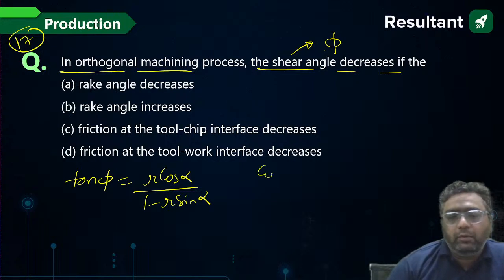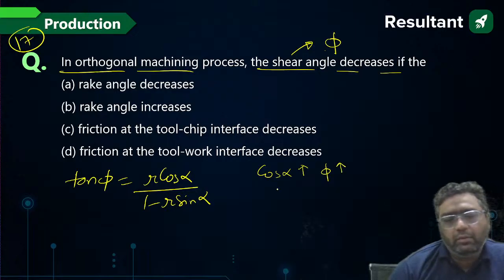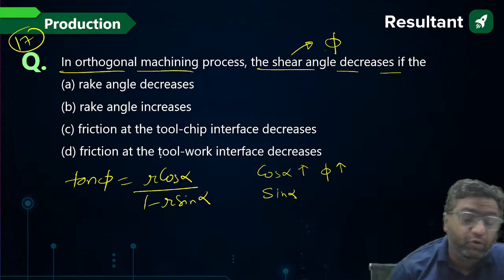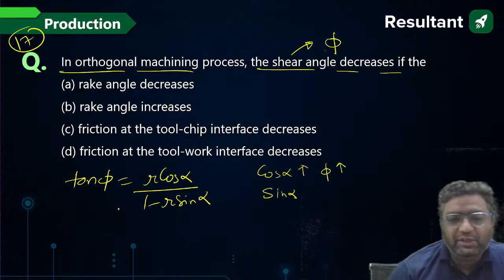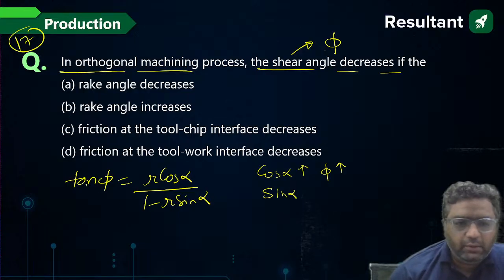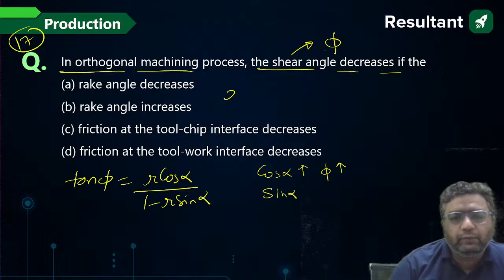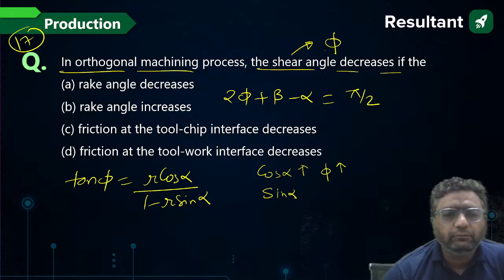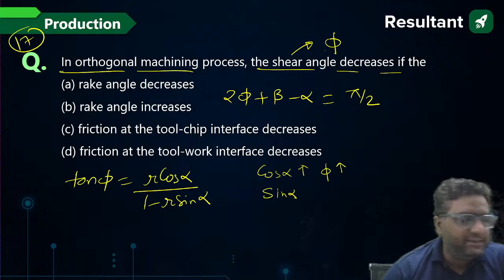So you know, if cos alpha will be more, phi will be more. If sin alpha is going to be more, from here also you can see, or you can also see from Merchant's analysis also you can check. 2 phi plus beta minus alpha is pi by 2. From here also you can check. What should be the answer, guys?